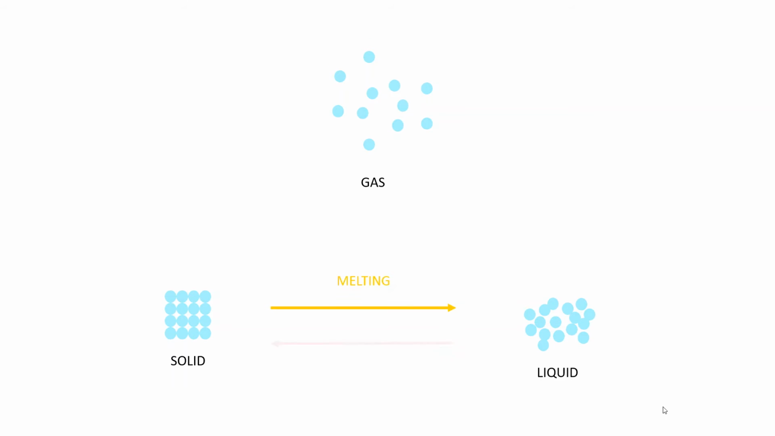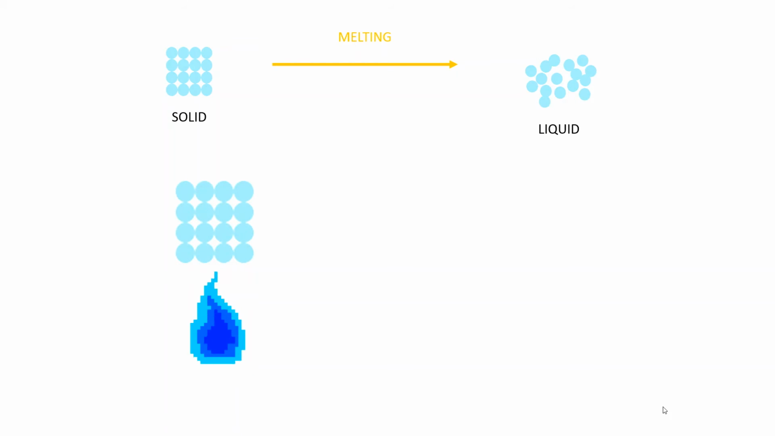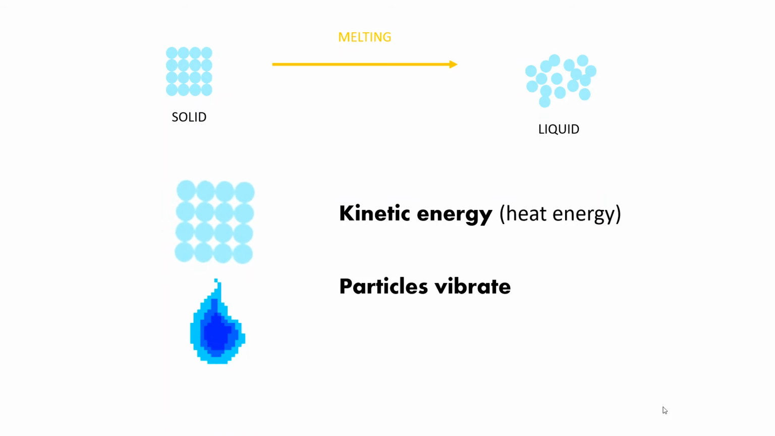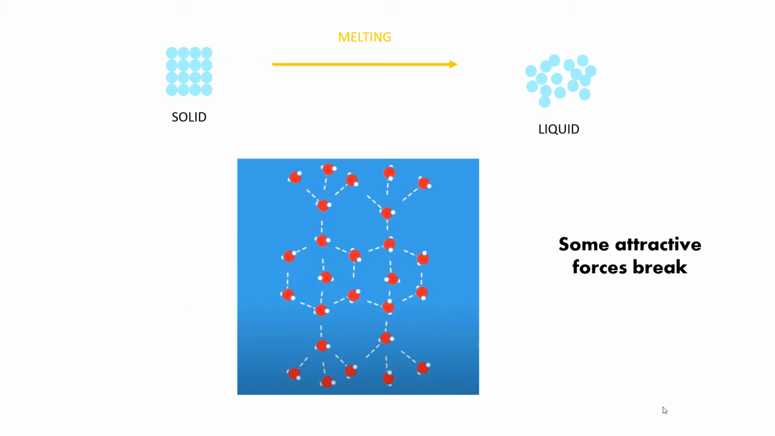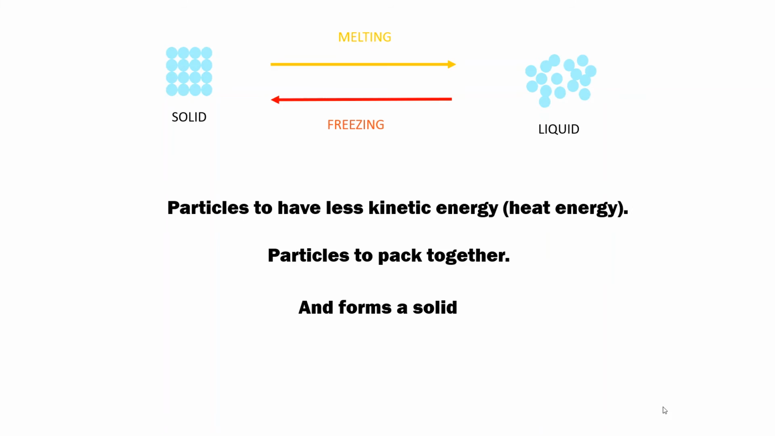So let's take a look at the first one, the easiest, melting and freezing. Melting is where you heat up a solid, and this gives it kinetic energy, heat energy, and it makes the particles vibrate. And this causes some of the attractive forces to break, and it allows the solid to rearrange to form a liquid. Freezing is where you go from liquid to a solid, and particles have less kinetic energy, so the particles pack together and this forms a solid.